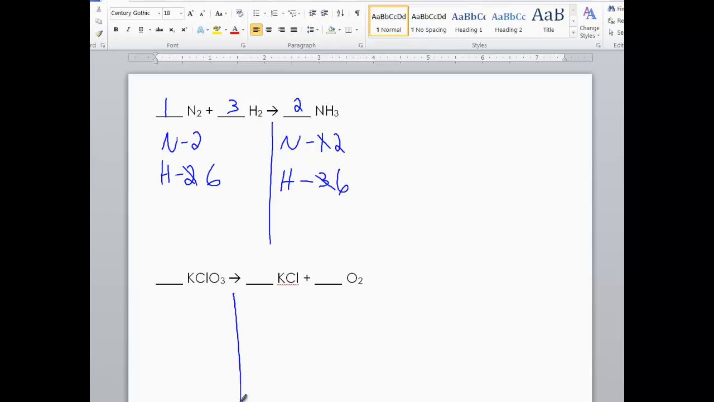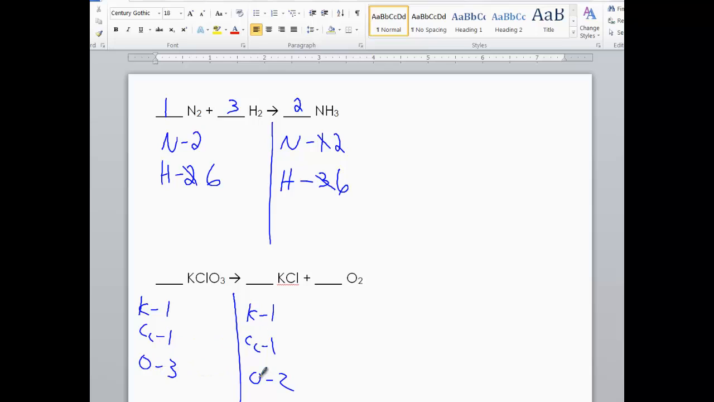All right, let's look at this next one. So we have potassium chlorate. So I've got potassium, chlorine, and oxygen. I'm going to list the same elements in the same order on the other side. I've got 1 potassium, 1 chlorine, 3 oxygens. On the product side, I've got 1 potassium, 1 chlorine, and 2 oxygens.